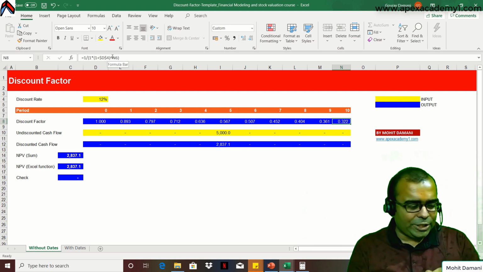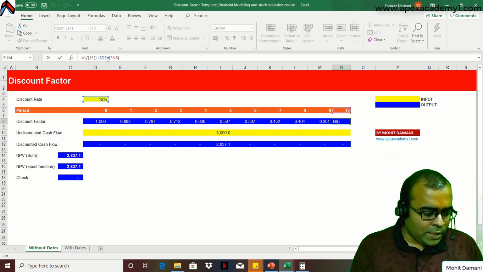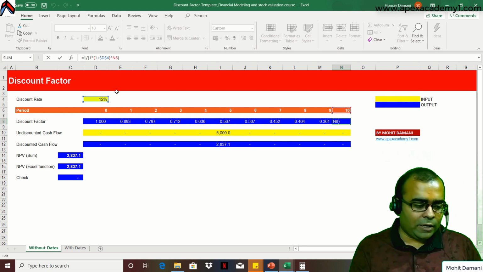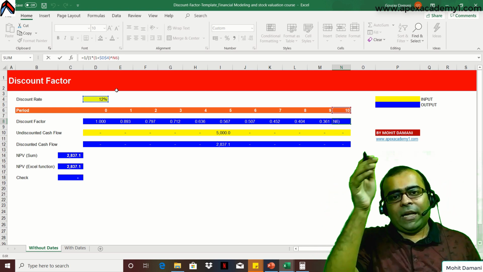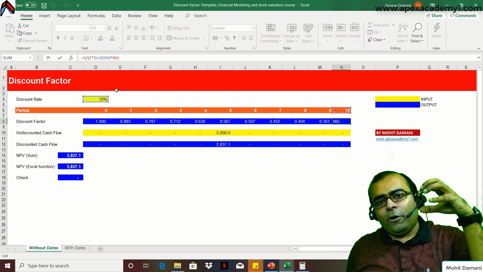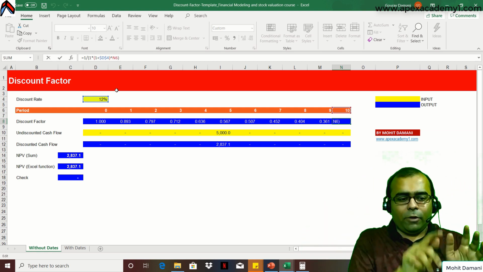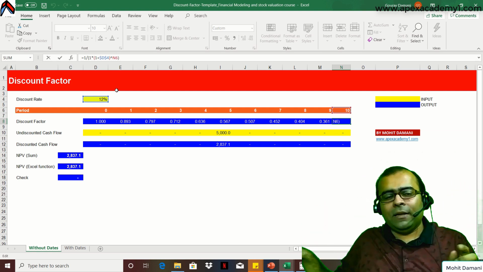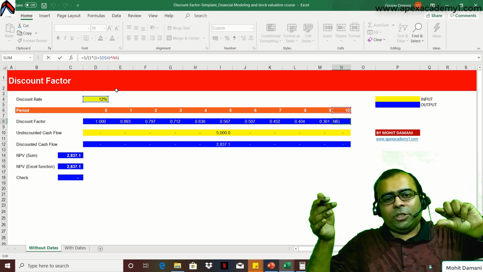An extra piece of information for the benefit of students who are very new to Excel: why has $D$4 been used with dollar signs? The reason is that when you apply a dollar sign in Excel before a column or row, it fixes that reference. So when you drag the formula in Excel, if you have applied a dollar sign, then that row or that column will not change.